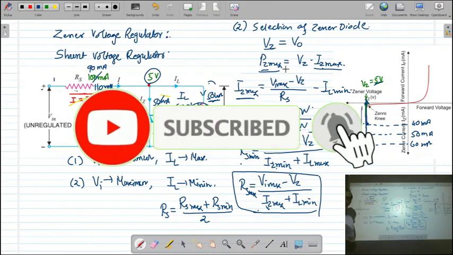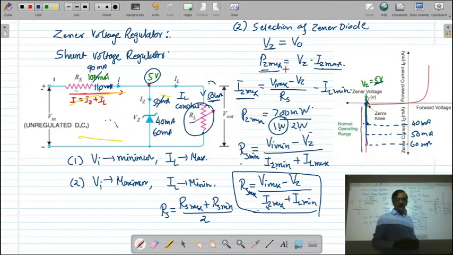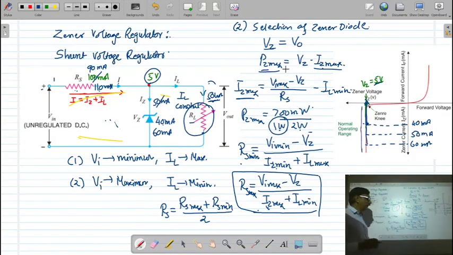Now in the next lecture, we will discuss the stability factors, and we can have a few numericals on a Zener.